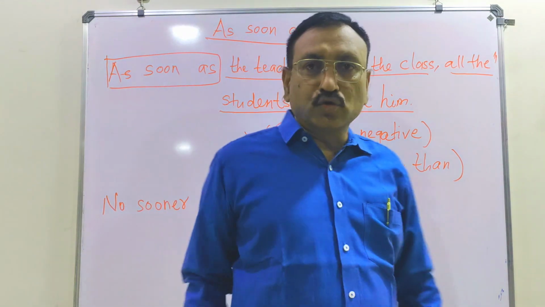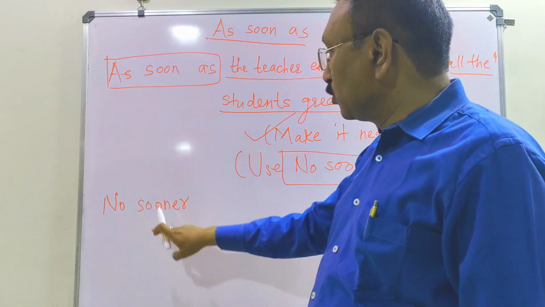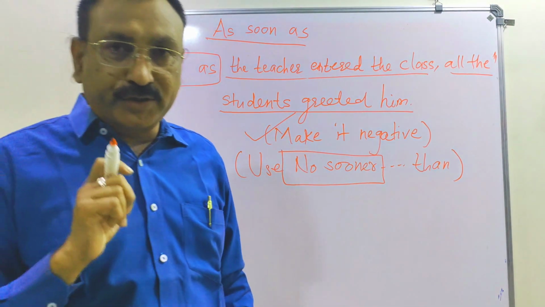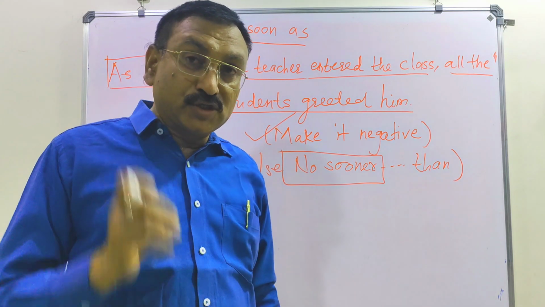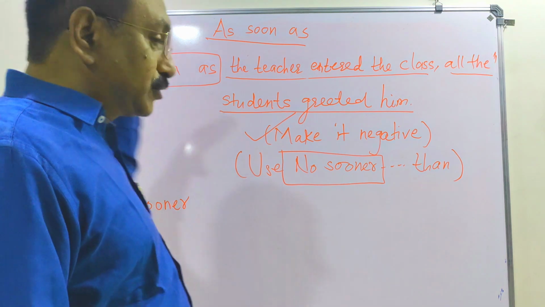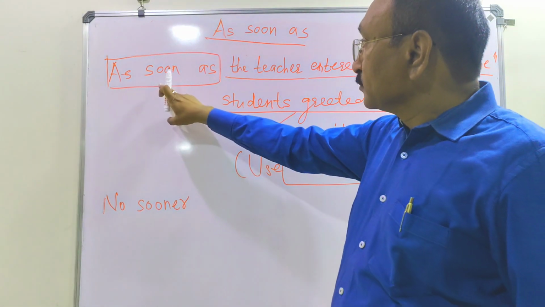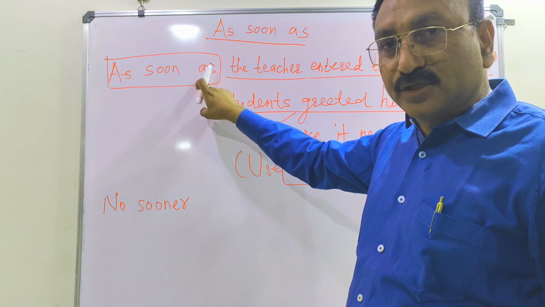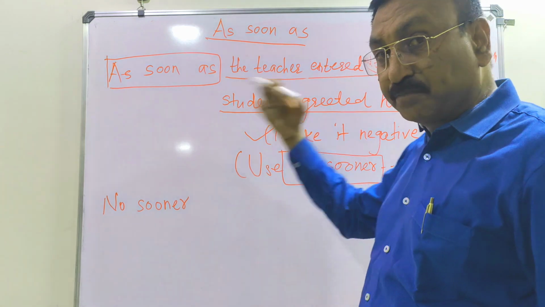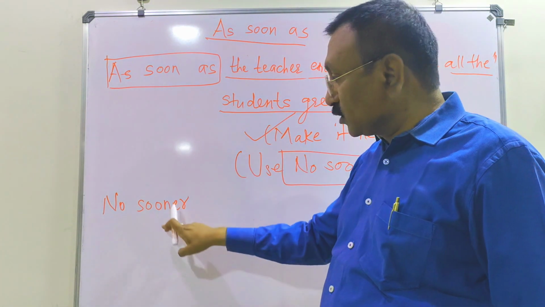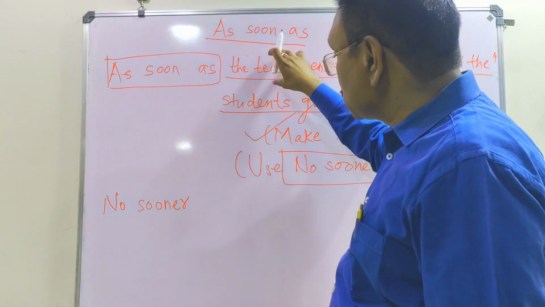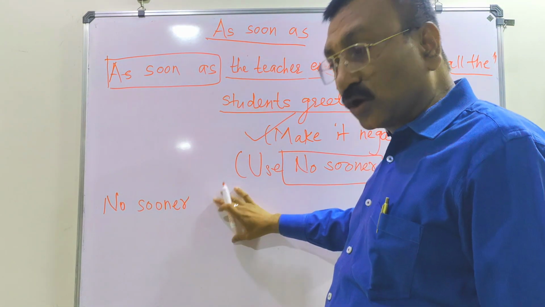Okay. So in place of "as soon as", I have written "no sooner". But let me clarify one significant point where students generally make mistakes. The sentence begins with "as soon as", and this conjunction is immediately followed by the first clause, "the teacher entered the class". But when we replace "as soon as" with "no sooner", we cannot write the first clause as it is here. Then what should we do?